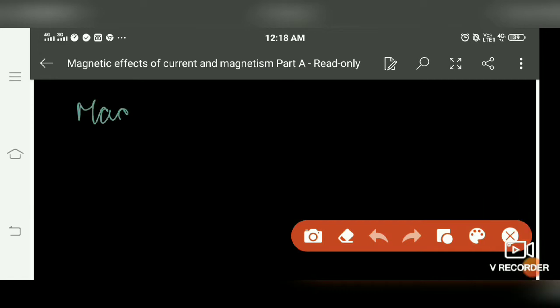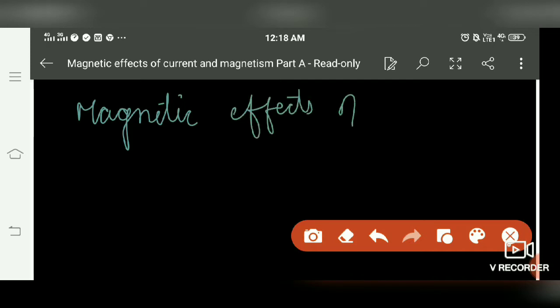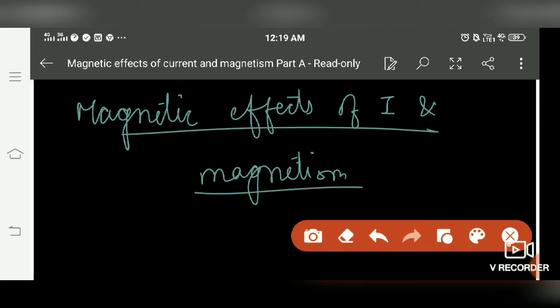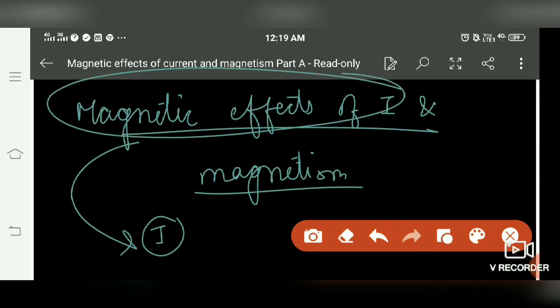Third unit of physics is magnetic effects of current and magnetism. This is the unit number 3, which has two chapters. First chapter is magnetic effect of current, second is magnetism.